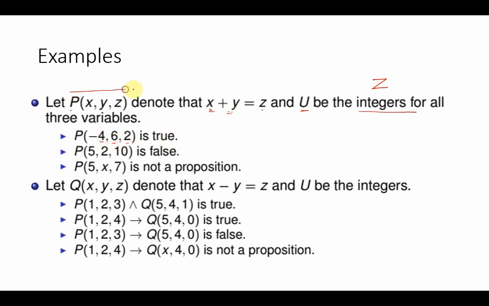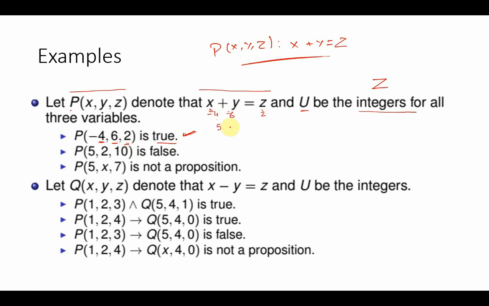See, this was a predicate P of x, y, z representing x plus y is equal to z. This was a predicate. But once I specify the values for the three variables, this now has become a proposition. And this proposition has a truth value of true, as can be verified. I can say minus 4 and 6, minus 4 plus 6 is equal to 2, so this is true.